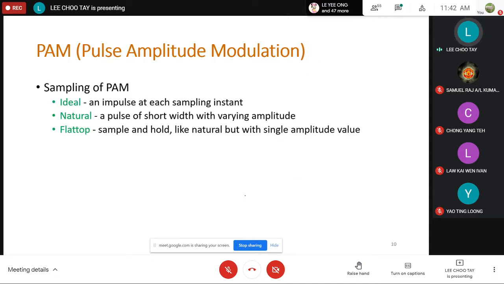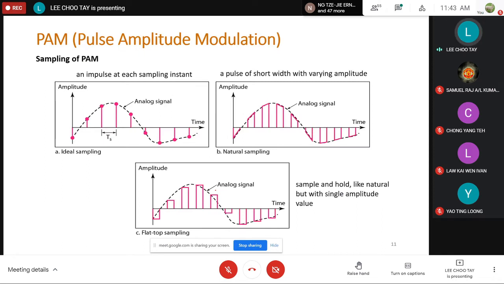Now, coming to sampling: how do we actually perform the sampling in practice? There are 3 types of sampling that we can perform. The first one is called ideal sampling, the second one is called natural sampling, and the third one is called flat top sampling. It is easy to understand these 3 techniques by referring to the diagram on your next slide. For ideal sampling, we produce an impulse at each sampling instant.